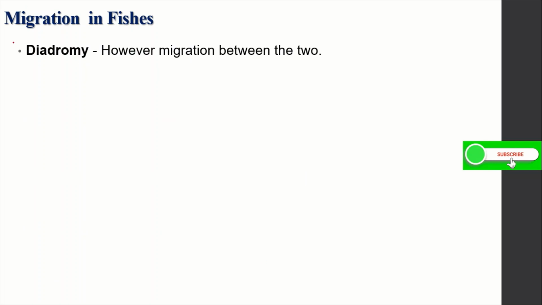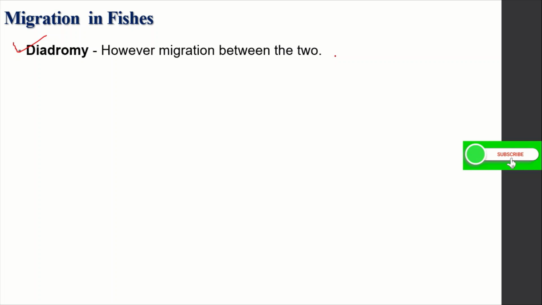Diadromy means migration between the two areas, between sea water and fresh water. Diadromy means migration from the sea towards fresh water and from fresh water areas to the sea water area. Migration in between these two water areas is called diadromy.